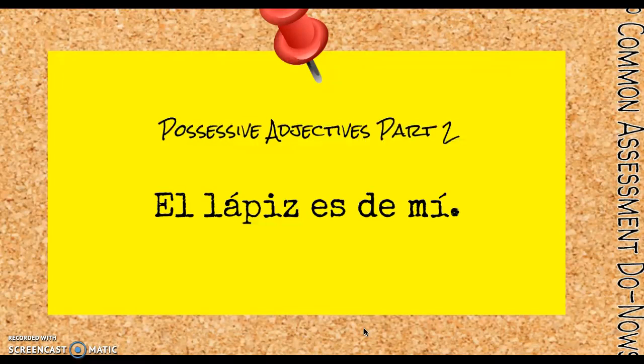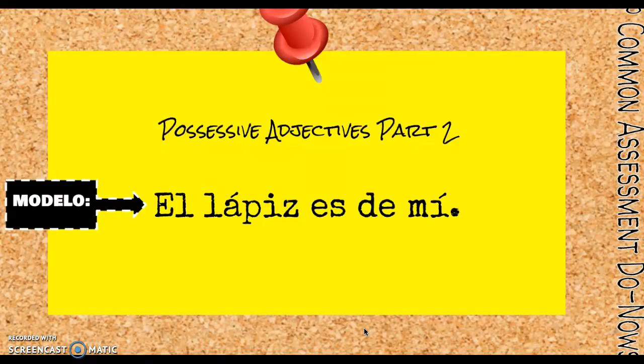So, part 2, we're going to be talking about possessive adjectives, so expressing my, your, his or her, our, their. And here we have "el lápiz es de mí." So how else could we write that? As we know, in Spanish, there are no apostrophe S's, and this is a way around saying that. "El lápiz es de mí."